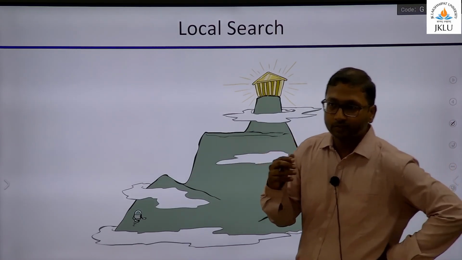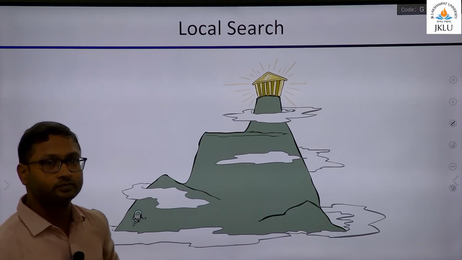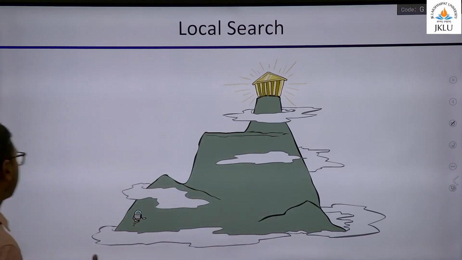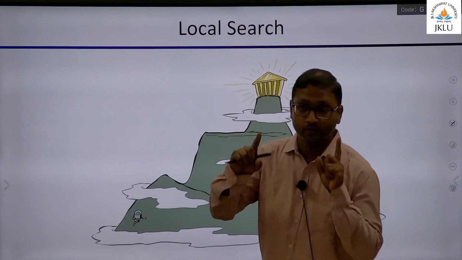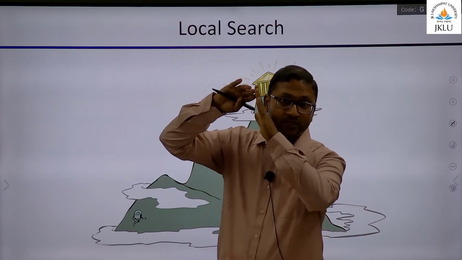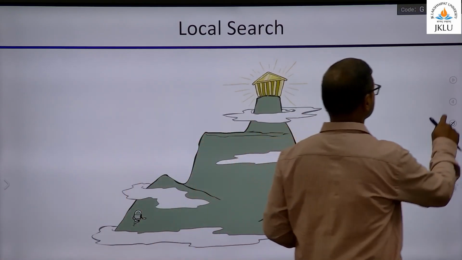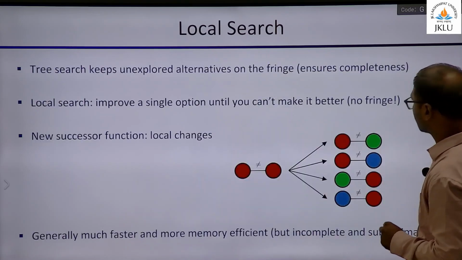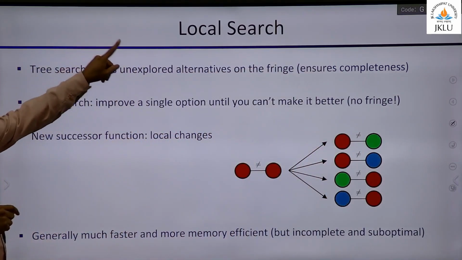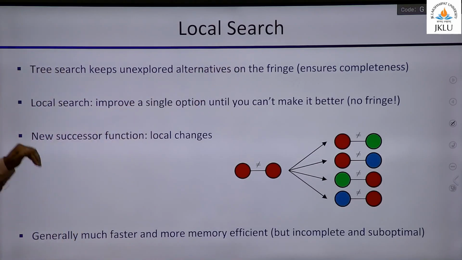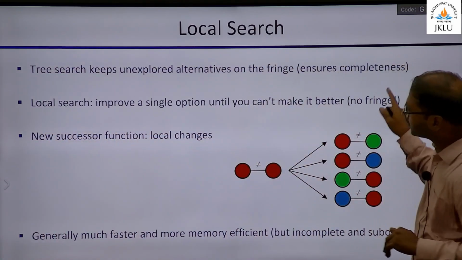How many of you know about gradient descent? How does it work? So, hill climbing is roughly opposite of that in discrete version, not in continuous. Gradient descent works in a continuous space. So, tree search keeps unexplored alternatives on the fringe. Local search improves a single option until you can't make it better.